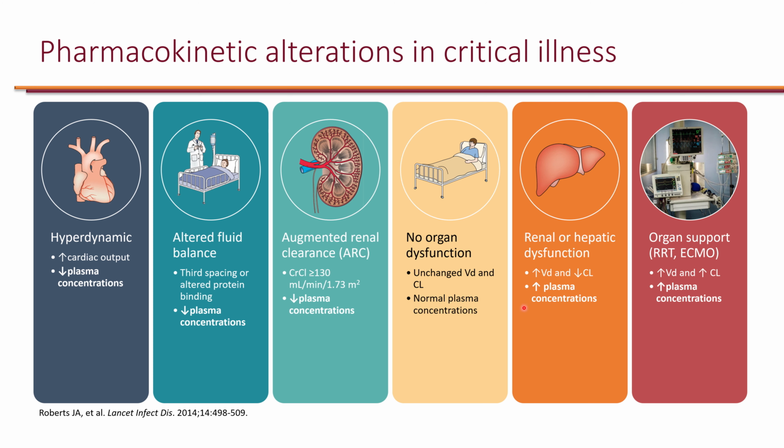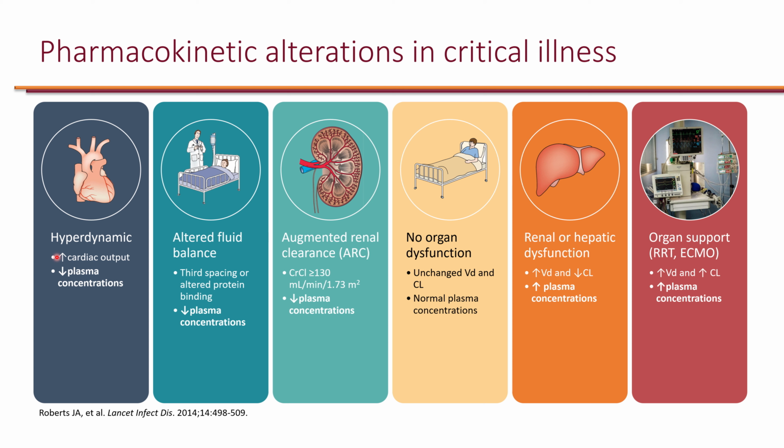Now, when it comes to critically ill patients specifically, there are important things to consider. For example, there are three things I have listed on the left-hand side that can lead to reduced plasma concentrations. The first is a hyperdynamic environment in the patient, whether naturally, if the body is responding to, let's say, a drop in blood pressure due to the infection, or whether we are causing this by giving pharmacologic agents such as vasopressors.